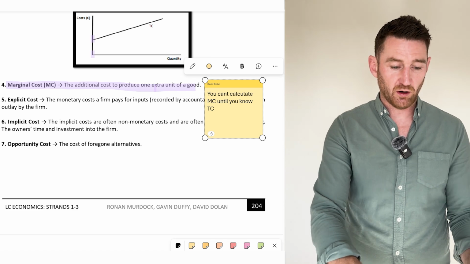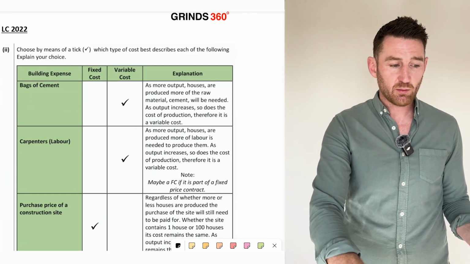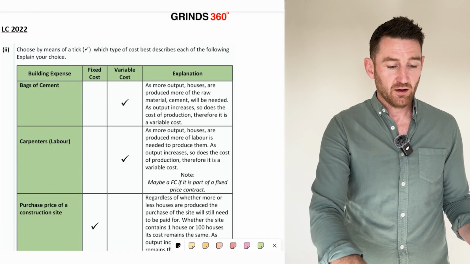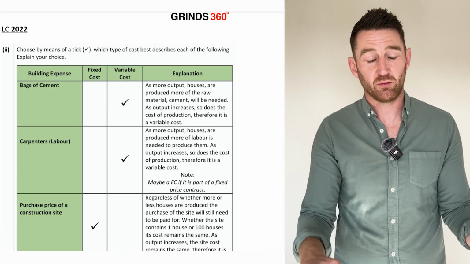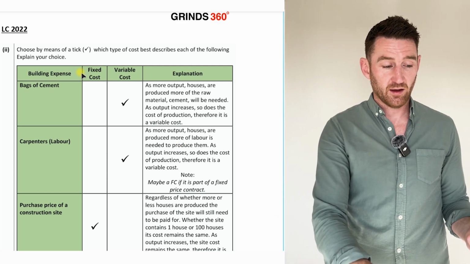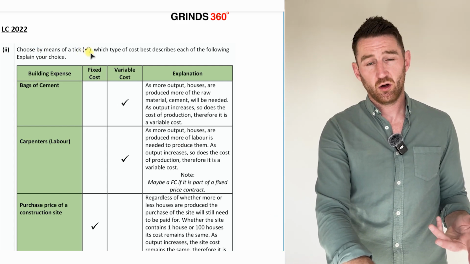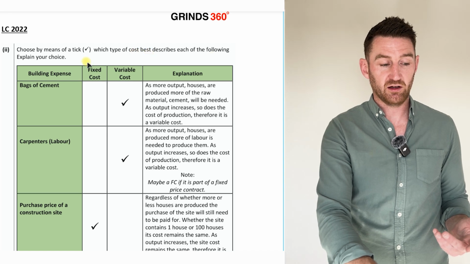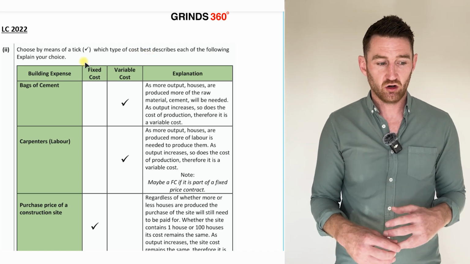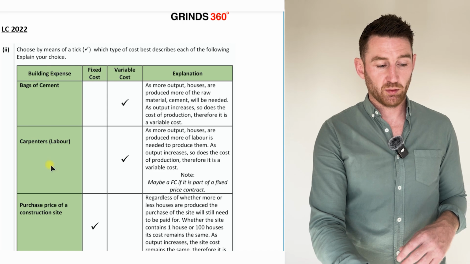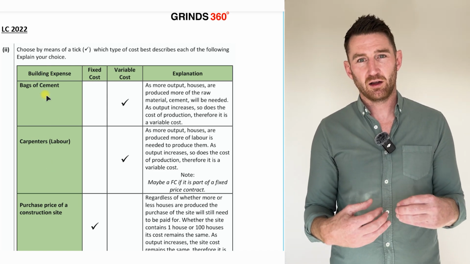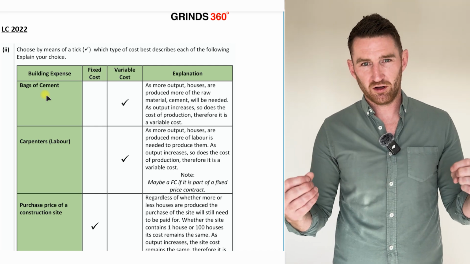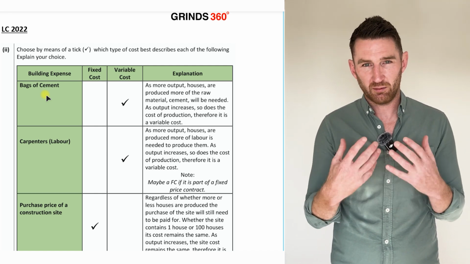So just to finish this, let's look quickly at an exam question from 2022 on this stuff. The context of this question was related to house building anyway. The question says, choose by means of a tick which type of cost best describes each of the following and explain your choice. So you're given a couple of building expenses. The first one is bags of cement. Is that something that the more you make, the more you use? Yes, it is. So that means it's a variable cost.